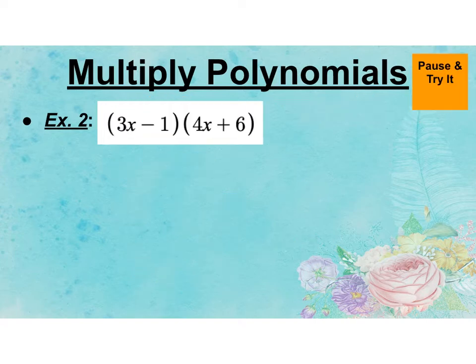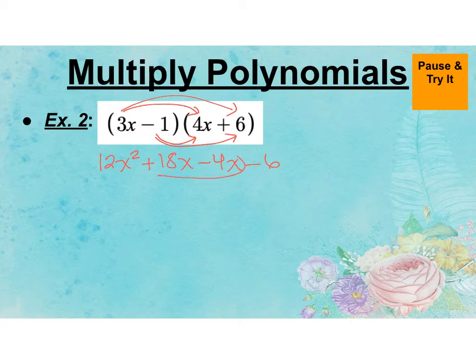Here we have 3x minus 1 times 4x plus 6. They're both binomials. I'd like you to pause and try it on your own. And now we're going to do our big distributive. So I'm going to do the 3x times both. So 3x times 4x is 12x squared. 3x times 6 is 18x. I'm going to multiply the negative 1. Make sure it's negative so you get your sign correct. Negative 1 times 4x is minus 4x. Negative 1 times 6 is minus 6.